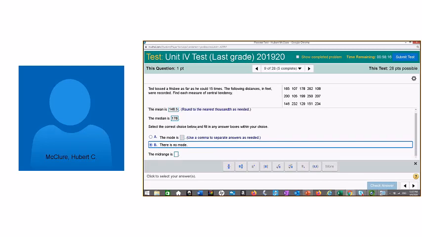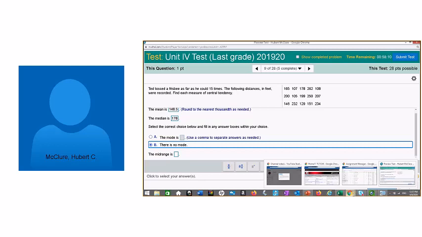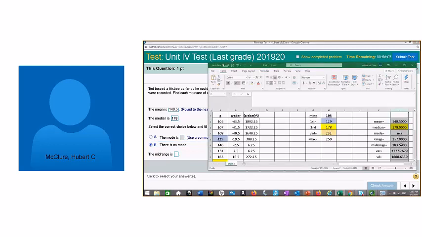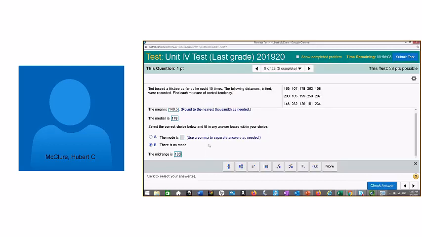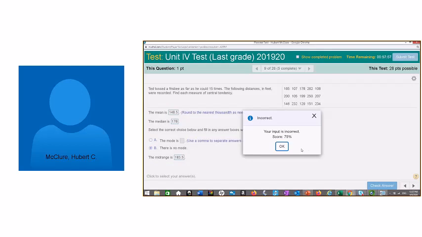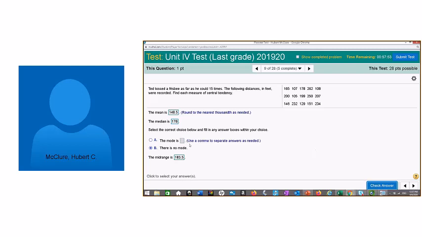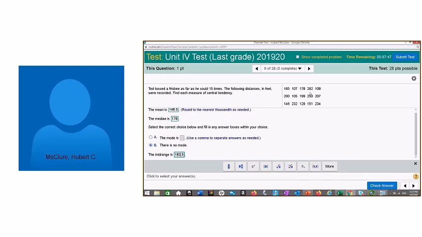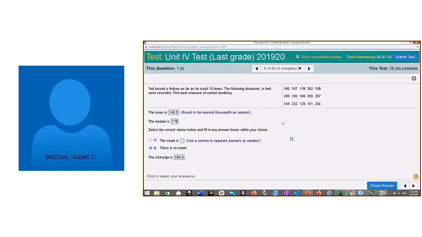Select, there's no mode. The mid-range is, what was that? There we go. Mid-range is 183.5. Uh-oh. Did I miss something? Show completed. I thought I hit there is no mode. I guess I didn't. Okay, I got everything else right. Evidently I didn't click it. All right, make sure you click there is no mode. I thought I clicked it.